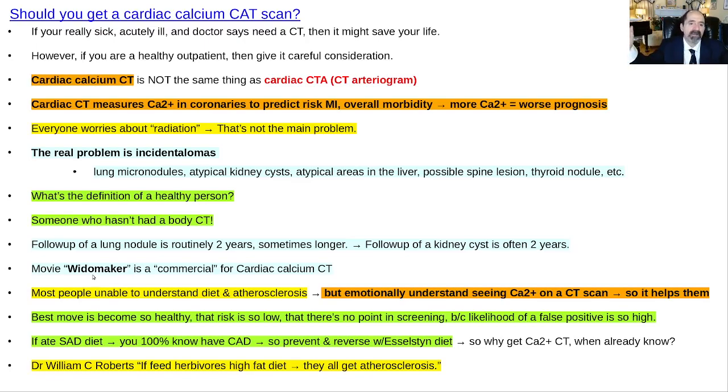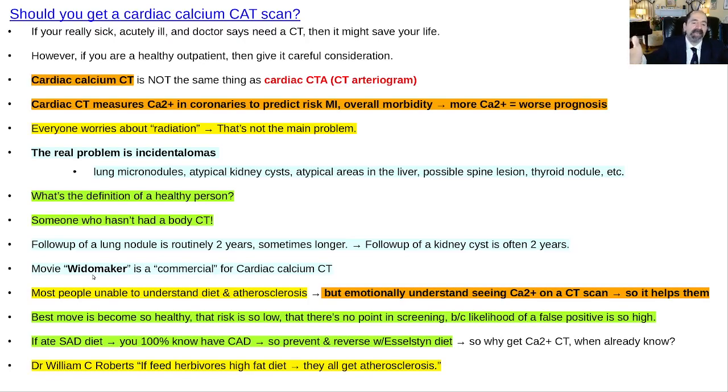Esselstyn's patients, Journal of Family Practice, July 2014, 99.4% no recurrent coronary events. Only one had an event. That's a patient who didn't follow his diet. So just follow the diet and forget about it. If you follow the diet, you have an incredibly low risk of ever having a cerebrovascular event, cardiovascular event. So why not just do that?